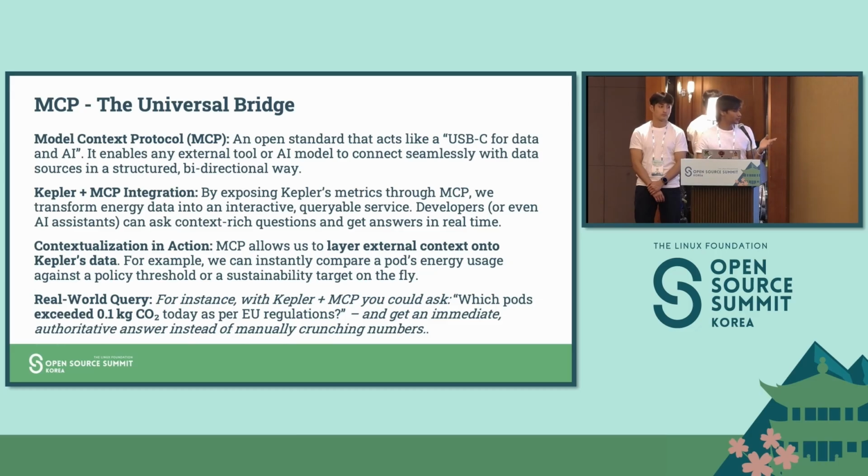What we did here is we are basically trying to integrate Kepler with the MCP, so it does not only give the numbers, but also gives them with context, which answers the question: which pod exceeds 0.1 kilos of CO2 today as per EU regulations. So after integrating with MCP, it gives us an answer like, pod A exceeds the 0.1 kilos of CO2 as per EU regulations today. This kind of information is not present as of now.